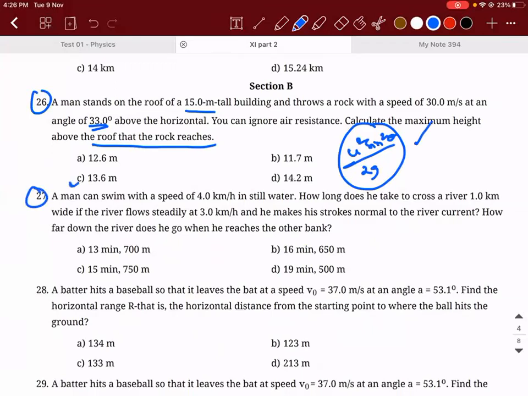This part I'm leaving to you. The answer is given as 13.6. Next time in the exam, if this question comes, ensure you ask your teacher what the value of 33 degrees is, and what value of g you are supposed to take.